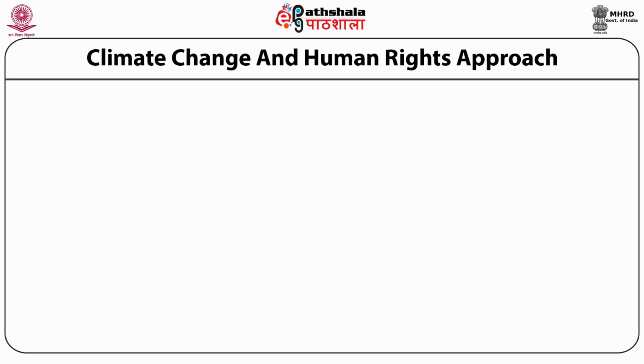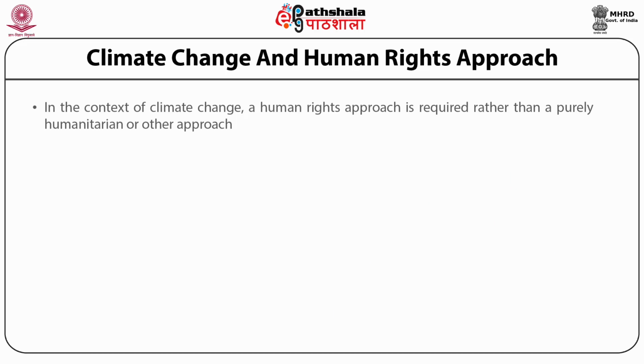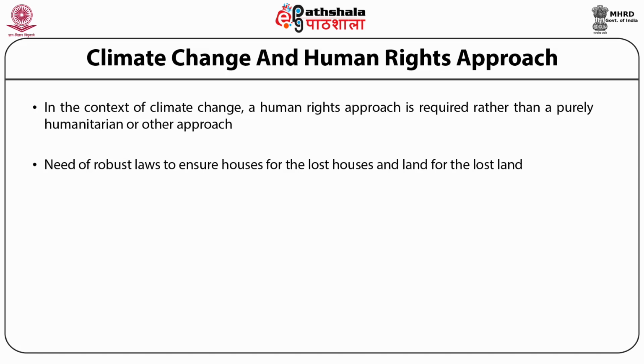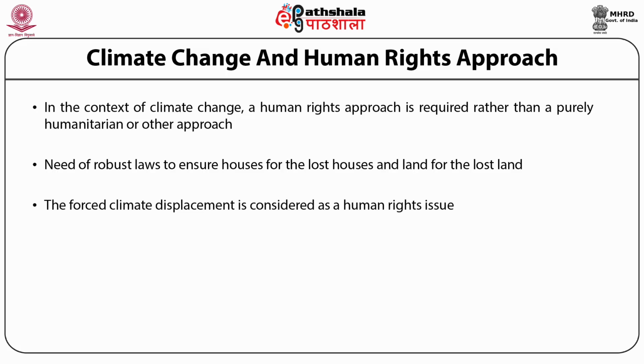Climate change and human rights approach. In the context of climate change, a human rights approach is required rather than a purely humanitarian or other approach. There is need of robust laws and policies to ensure houses for the lost houses and land for the lost land. Anything short of that will fall short of the human rights litmus test. Forced climate displacement is considered a human rights issue.